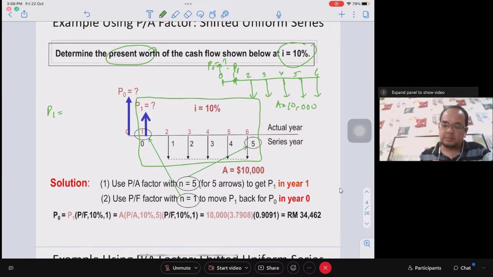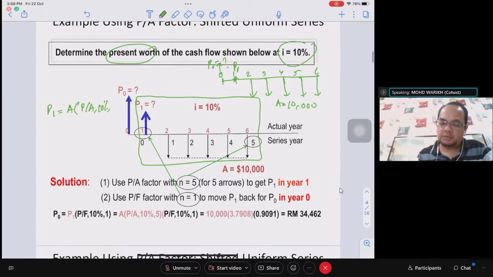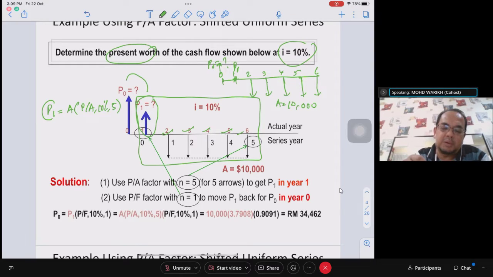We know that P1 is A, P/A at i = 10% and n = 5. 1, 2, 3, 4, 5, correct? That is P1. And then from this P1, because it starts from year 1, and we have to calculate from year 0, that's why we have to shift it from P1 to the P0.